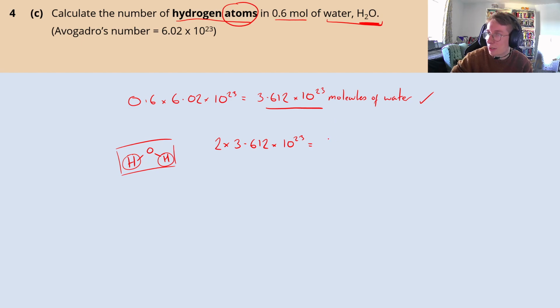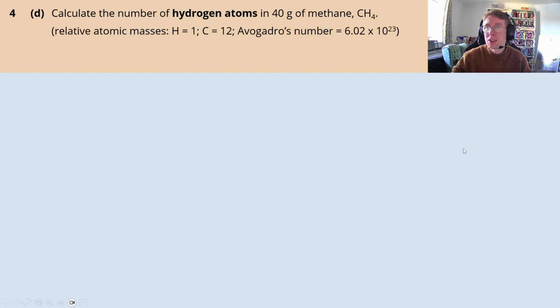If you do that calculation, you get a final answer of 7.224 multiplied by 10 to the power of 23 hydrogen atoms. That will yield you your second mark for this question. Okay? And now we move on to the final one. Part D. The number of hydrogen atoms in 40 grams of methane, which is CH4.